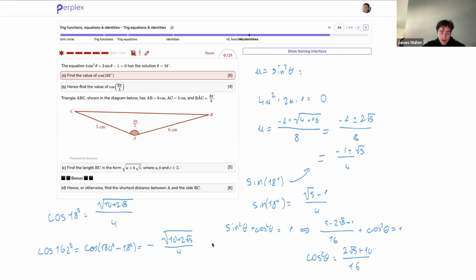And that is the answer to part A. Kind of nasty, kind of nasty. So I'm going to write that over here because we're going to need it. Minus 10 plus 2 root 5 over 4, and this is being square rooted. Okay, let me clear my screen, and we will continue with part B.